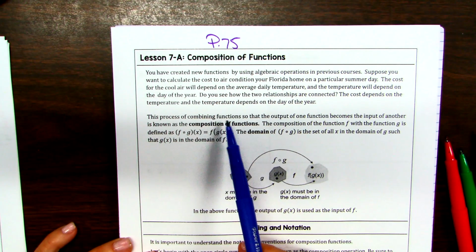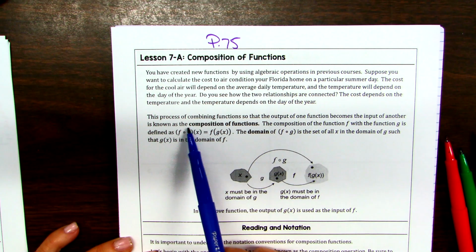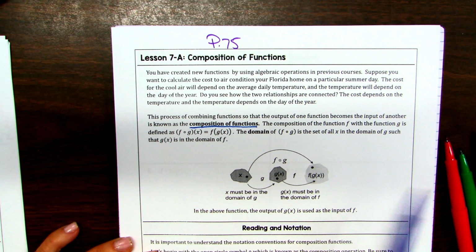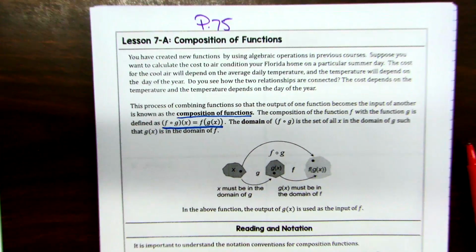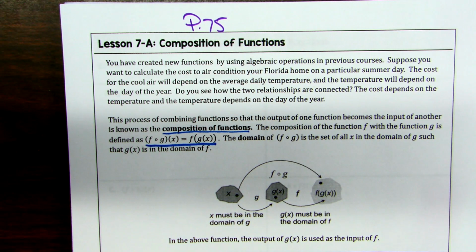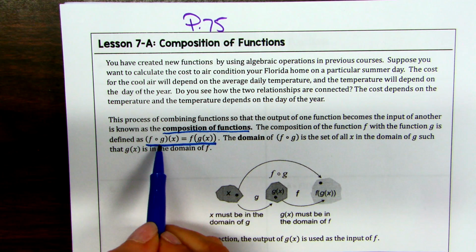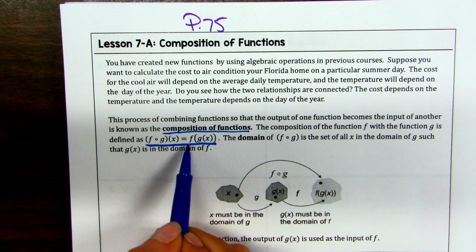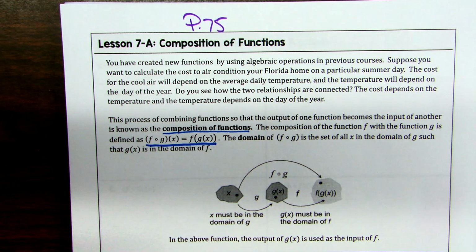So the process of combining functions so that the output of one function becomes the input of another is known as composition of functions. And you'll see the notation here. In these math classes, especially this one, there's all kinds of notation, and you have to know what different things mean and be able to interpret it properly. The way you would say this is f of g of x, and this means the same exact thing, f of g of x. So these are completely the same.